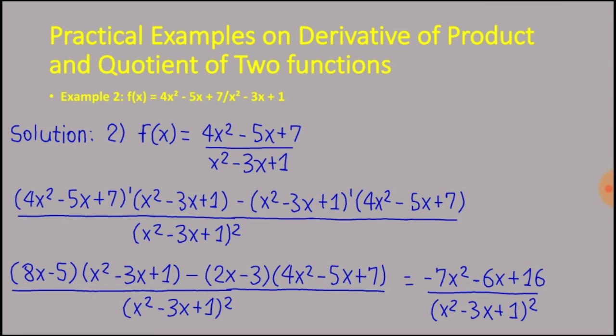Then let's differentiate it. For 4x squared minus 5x plus 7 prime, we get 8x minus 5 times x squared minus 3x plus 1, minus 2x minus 3 times 4x squared minus 5x plus 7, over x squared minus 3x plus 1 squared, which is equal to minus 7x squared minus 6x plus 16 over x squared minus 3x plus 1 squared.